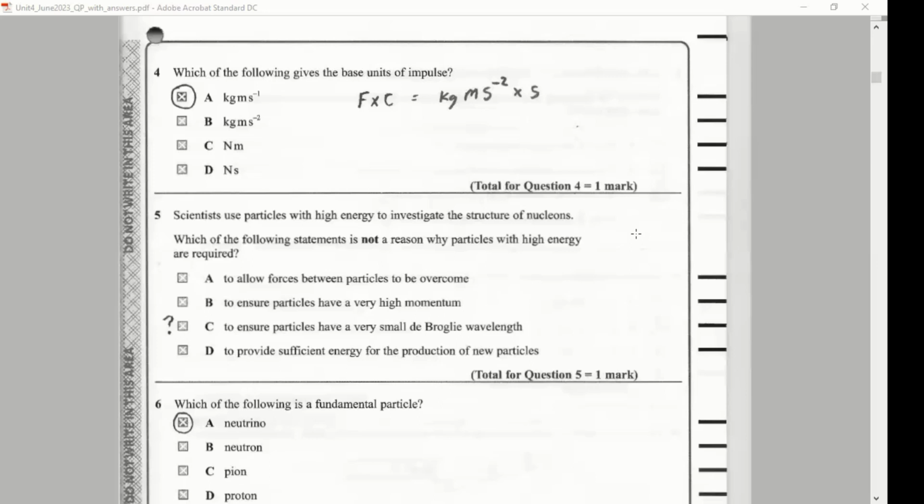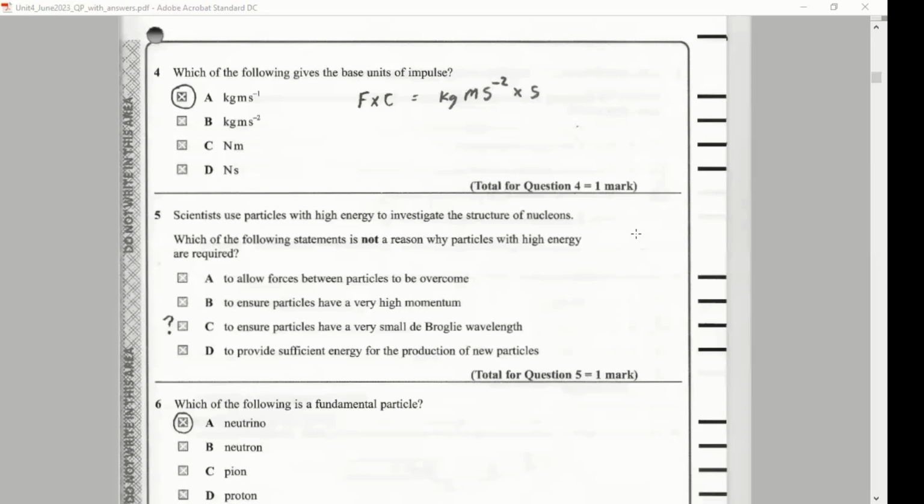Question 5. Of all the questions on this paper, this is the one that made me hesitate. Scientists use particles with high energy to investigate the structure of nucleons. Which of the following statements is not a reason why particles with high energy are required? Well, clearly A is correct, to allow forces between particles to be overcome, and D, to provide sufficient energy for the production of new particles, is also correct. The question is whether it's B or C.